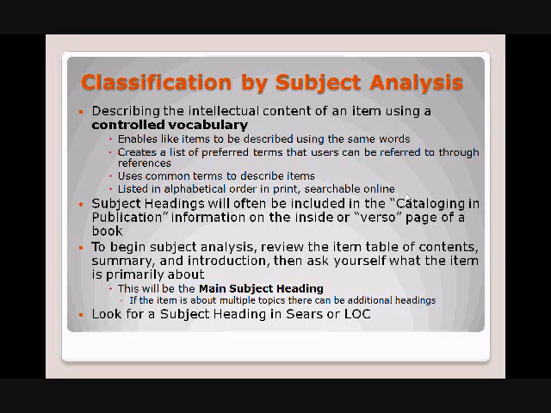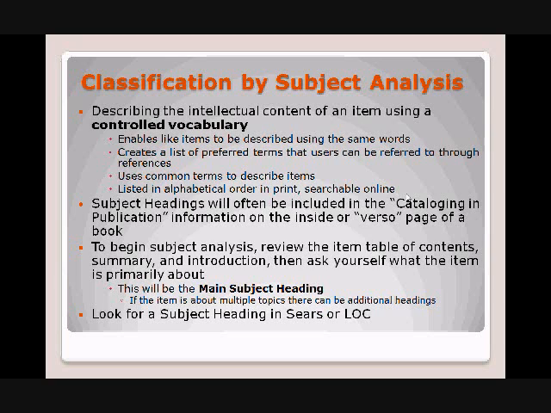Typically, subject headings will be included in the cataloging and publication information on the inside of a book. And we call the inside page of a book the verso page. And you'll see all kinds of information there, including the title, often the Dewey number, and also the subject terms. So when you're exploring this area of classification and subject analysis, take a look at some books, nonfiction books and fiction books. Look at the verso page and see how those items are classified and decide whether or not you agree.